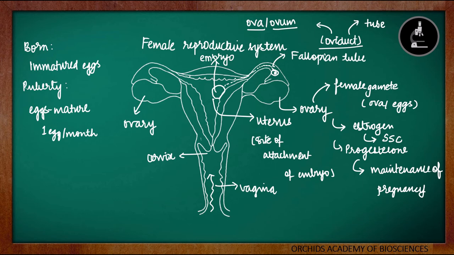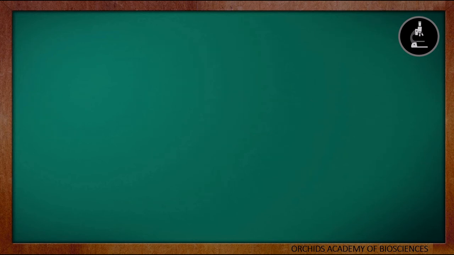With this, we come to the end of male and female reproductive systems as well. Now let us quickly recap what we have seen in this video. We started with what is puberty. Puberty is the age or period when a child becomes sexually mature, or we can say the reproductive organs of the child start to function.